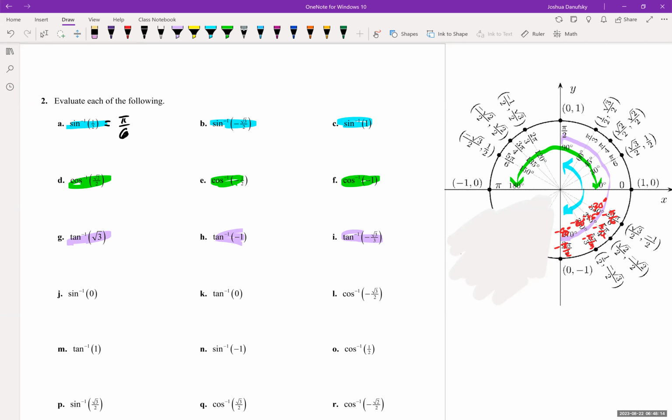Looking at the next one, sine inverse of negative root 3 over 2. That's right there, a y value of negative root 3 over 2. And even though we wrote all this in red, I'll tell you right now, the most common incorrect answer I get here is 5 pi over 3. That's outside of the range of our sine inverse function. So it needs to be negative pi over 3.